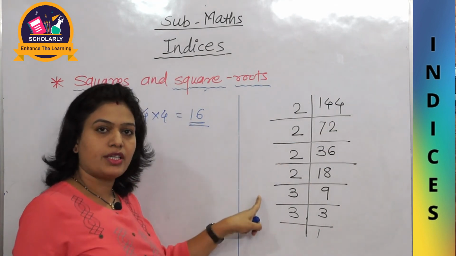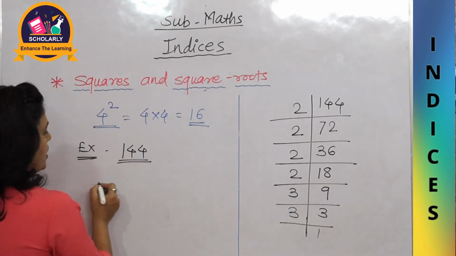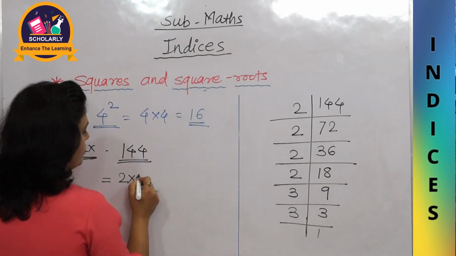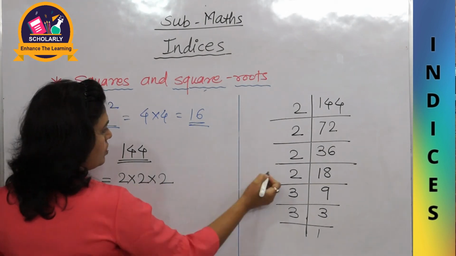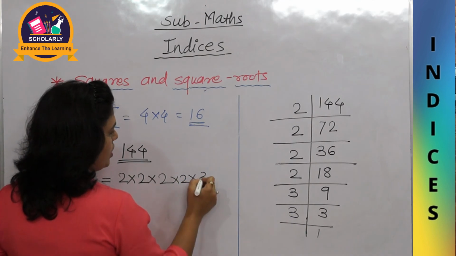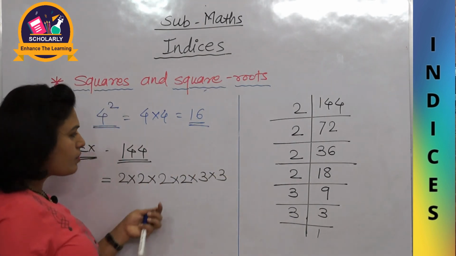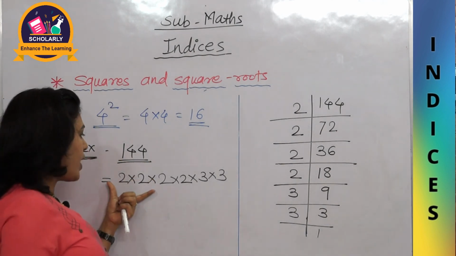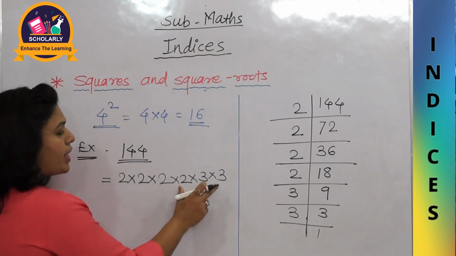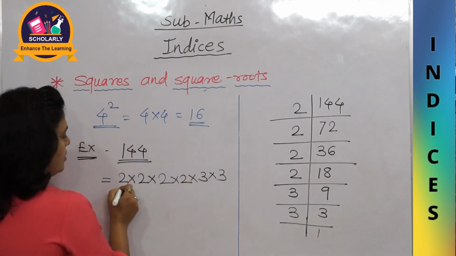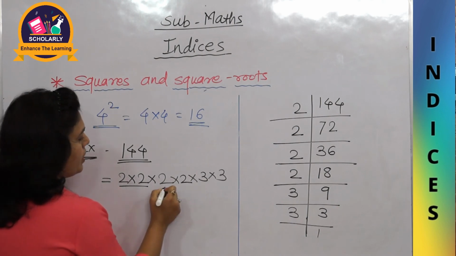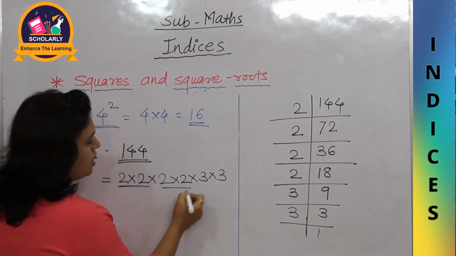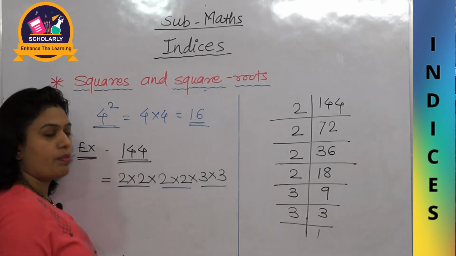Let's write these factors in multiplication form. 144 equals 2 into 2 into 2 into 2 into 3 into 3. This 144 we have written in the factors multiplication form. Let's make pairs of these factors. So 2 into 2 is a pair. 2 into 2 is another pair and 3 into 3 is a pair.